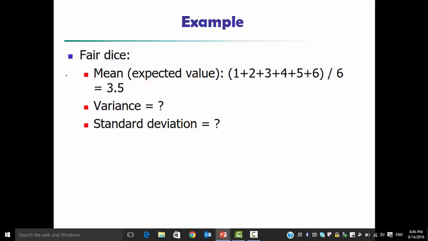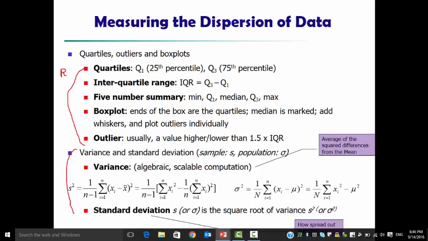So we can compute mean, variance, and standard deviation. Variance and standard deviation can be obtained by this formula. So how you can compute: you get the difference of each data point from the mean value and then square it, and then finally average those squared values. That is a variance.